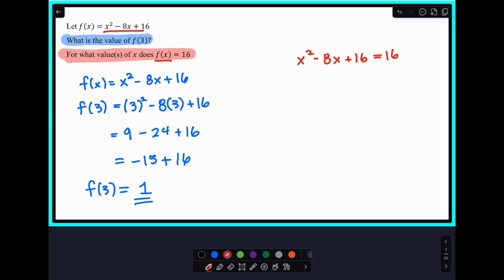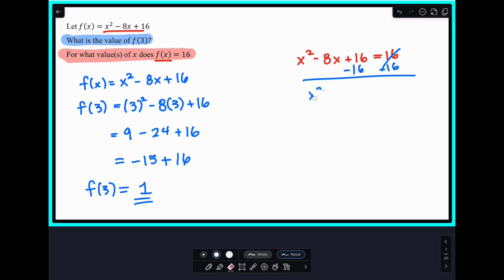Because it's a quadratic equation, we cannot use inverse operations. So what we need to do is make the right side of the equation equal to 0. So I need to move this 16 to this side of the equation, and the way we're going to do that is by subtracting that 16 from both sides. I'm going to subtract it from the right side, making that equal to 0, and I'm going to subtract it from the left side.